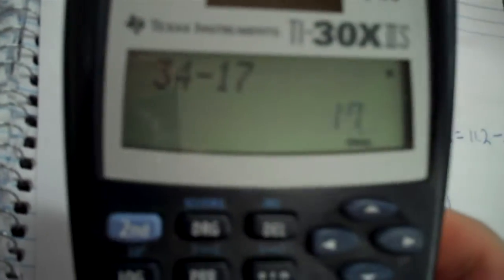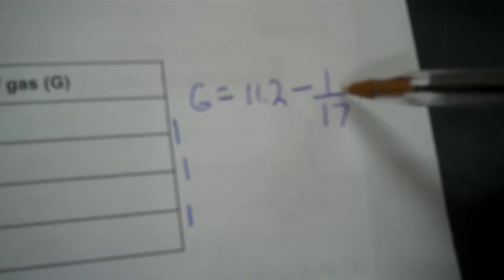51 minus 34, 17. 34 minus 17, 17. 17 minus 0 is 17. So that one's 17 every time. So the 1 has to be placed over 17. Then, since the table would go on forever, you put the m variable on it. Okay. 11.2 minus 1 over 17 down.